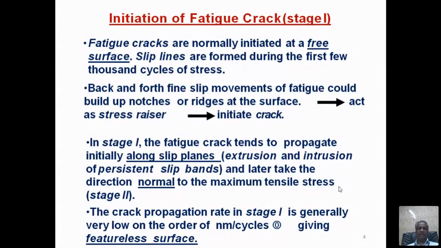When you apply the load, the metal deforms plastically in bands. These bands are called slip lines. The slip lines are formed during the first few thousand cycles of stress, and then the back and forth fine slip movement of fatigue builds up notches or ridges at the surface. I'll show that in the next slide.